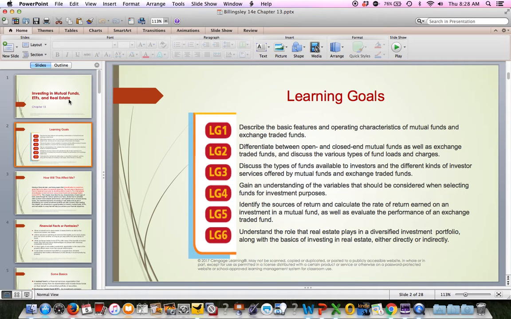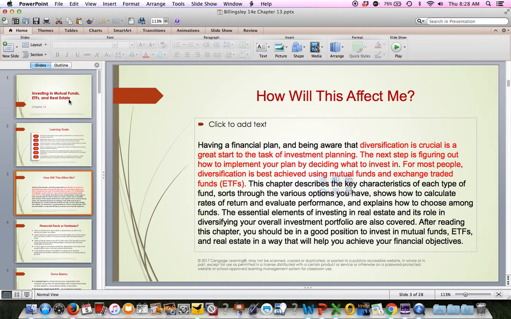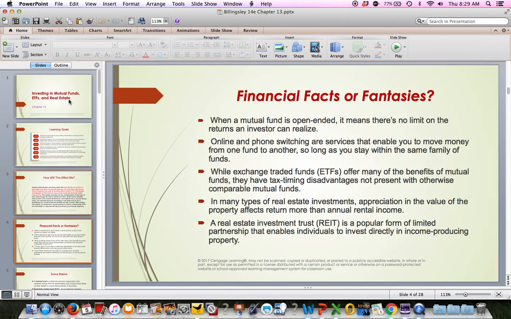So basically, the learning goals are we're going to talk through all these different types of investments and learn more about them. How will this affect you? Having a good financial plan, and especially when you're at the point in your life where you can do investing, having a diversified portfolio just makes a lot of sense. This is a great way to diversify risk, spreading your funds into different types of investments just to protect yourself and have different types of earnings, and hopefully you can optimize the performance of your portfolio and your mix of investments. So that's really what this chapter is going to help you figure out by investing in ETFs and real estate and mutual funds. I'll let you look at those on your own.